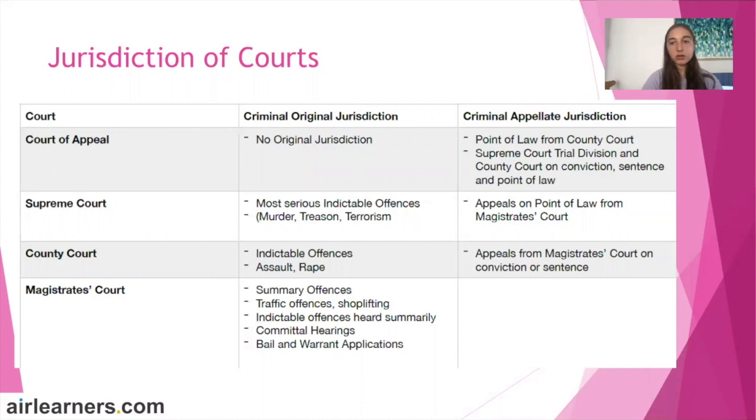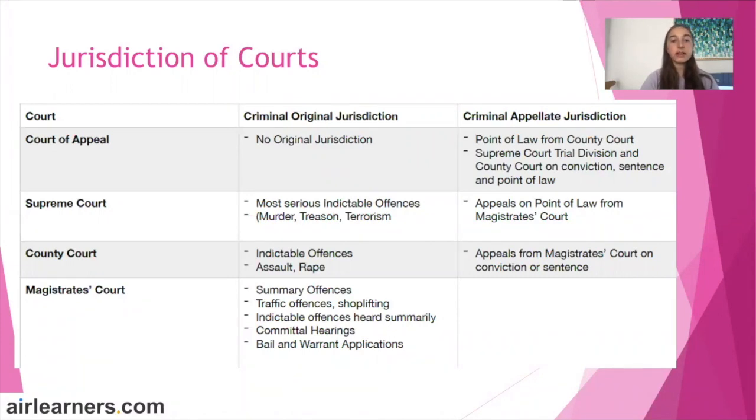The Supreme Court Trial Division has an original jurisdiction of the more serious indictable offences, such as murder, terrorism, treason. It hears appeals on a point of law from the Magistrates Court, which means cases which appeal the legal reasoning and the way that the law has been applied to the case.